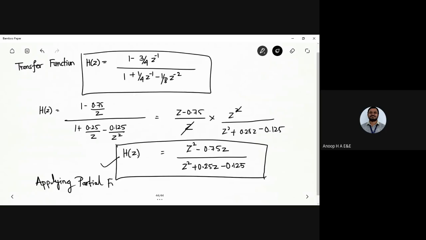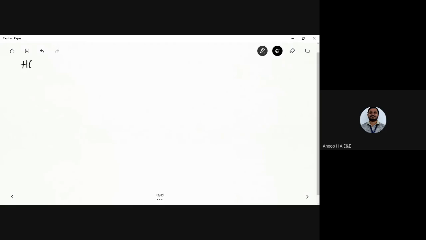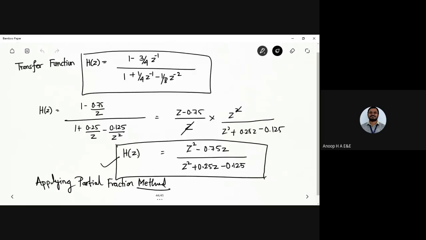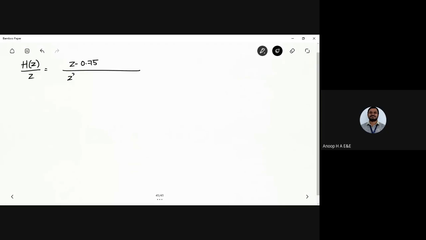Partial fraction method. Okay, so now what you need to do in order to apply the partial fraction method: H of z divided by z, that would be (z minus 0.75) divided by (z squared plus 0.25 z minus 0.125). Okay, so I have to resolve this into the constants, that is A and B.